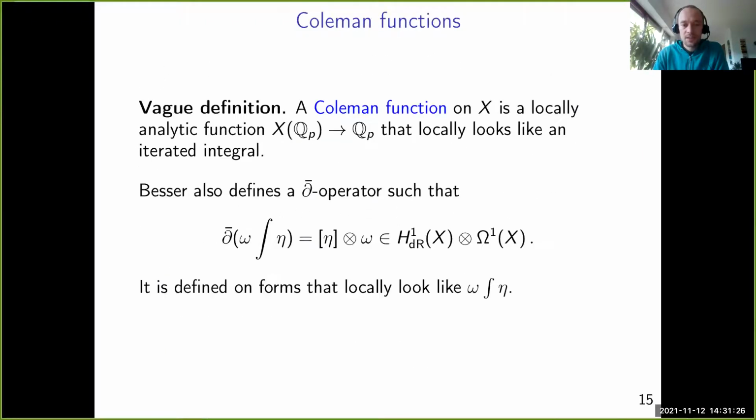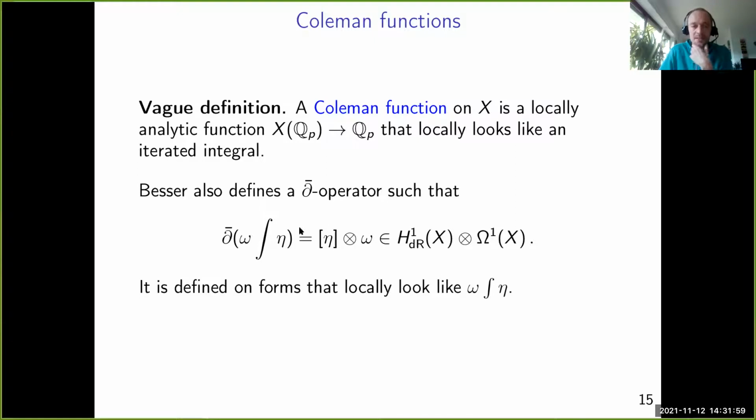All right, so I'm not going to give a precise definition of a Coleman function, but a Coleman function on X is a locally analytic function from X of QP to QP that vaguely looks like an iterated integral locally. So that's enough for us for this talk. And this sort of looks like a side remark here, but we'll crucially need this in a second. You can define del-bar operators in this setting.